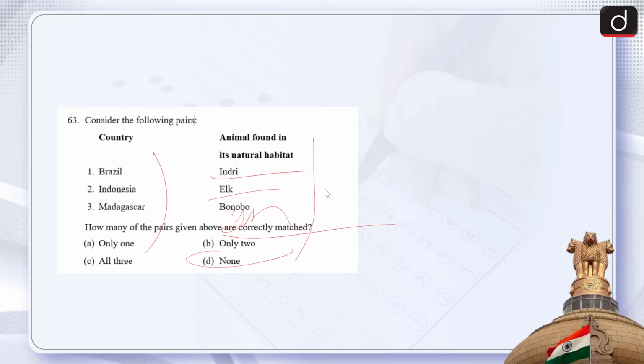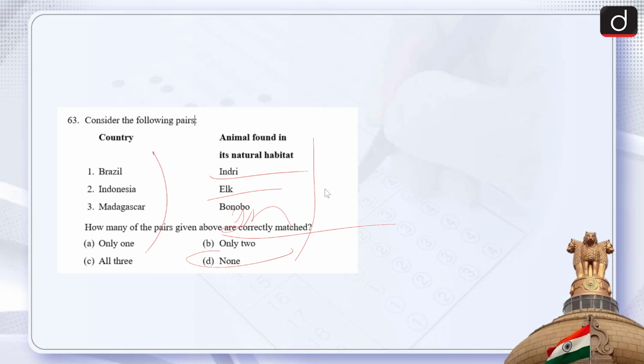So elk, red deer, is found in North America and in the high mountains of Central Asia. Their traditional range extended from 65° north in Norway to 33° north in Africa. Elk have been introduced to Ireland, Argentina, Chile, Austria and New Zealand, hence pair 2 is not correctly matched.